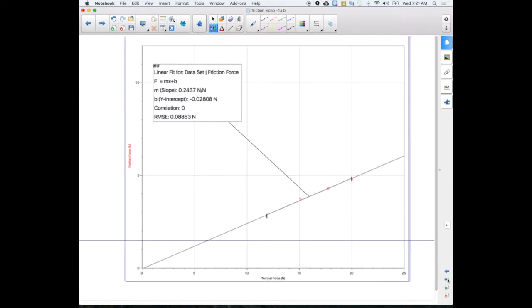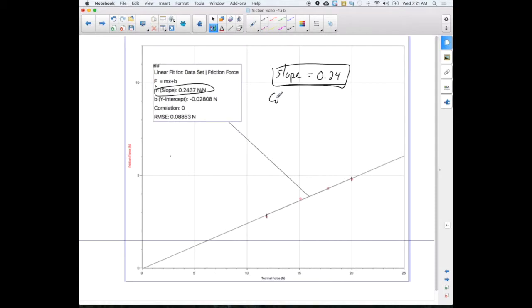That data is put into Logger Pro, and you'll notice that this time the slope is less. So in this case, we have a slope of 0.2437, so I'll round it off to 0.24. Again, it's dimensionless. And this slope here is an important thing. This actually has a name.